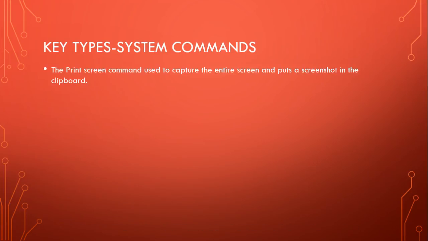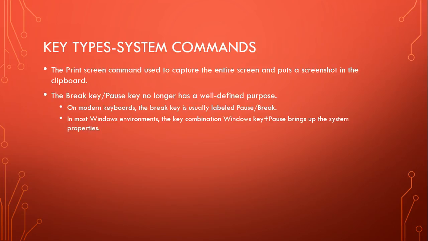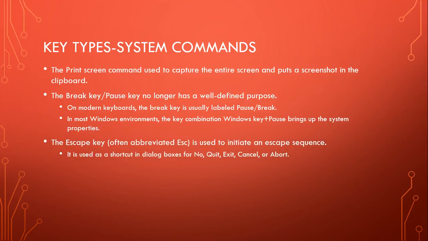All right, next we have system commands. The print screen command is used to capture the entire screen, and it puts a screenshot onto your clipboard. You have the break key or pause key, which no longer really has a defined purpose. It's one of those keys that you might still see on your keyboard, but it doesn't necessarily find a use. On most modern keyboards, the break key is usually labeled pause/break. In most Windows environments, the key combination of the Windows key and pause brings up system properties. So if you hold the Windows key and then press pause, boom, up comes your system properties.